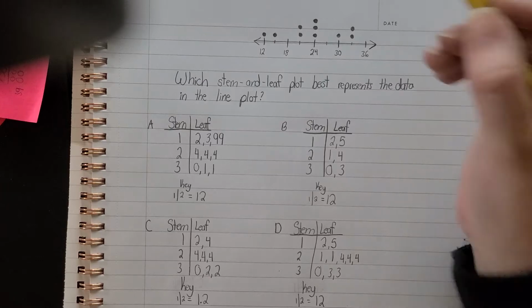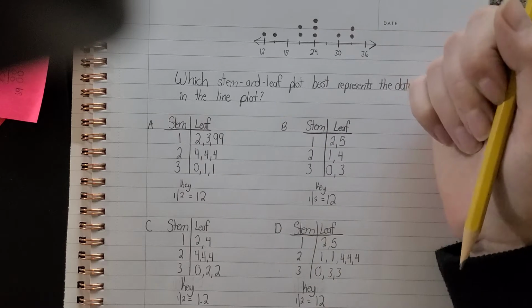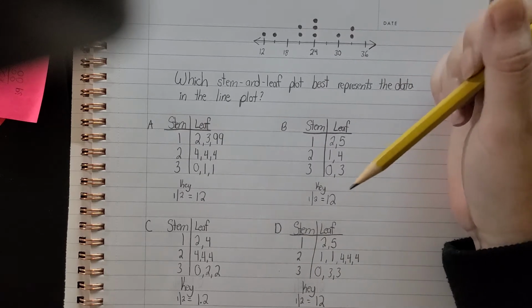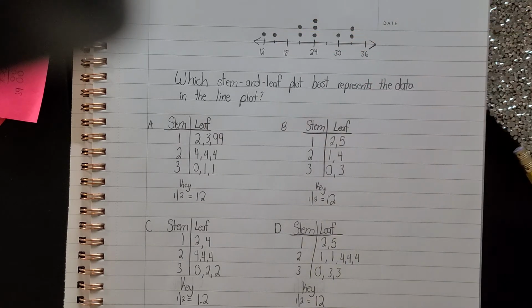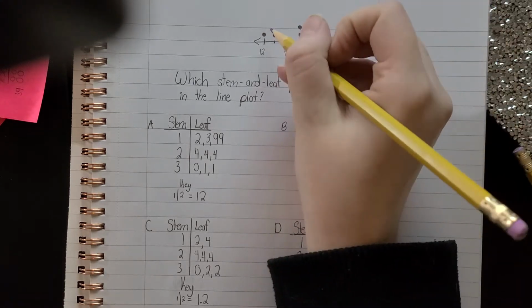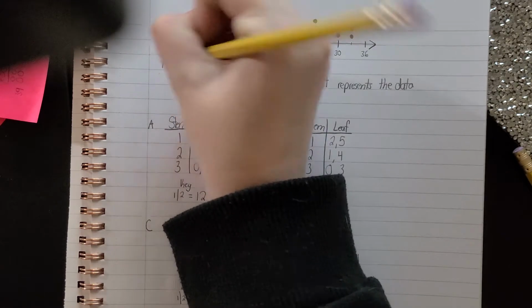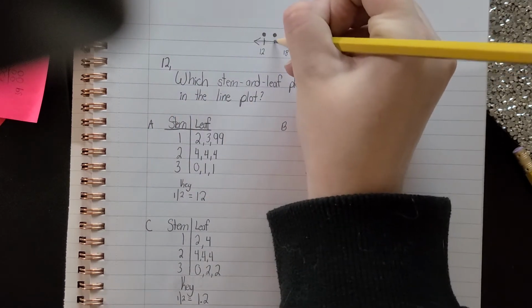All right. You were asked to match a dot plot to a stem and leaf plot, okay? Or calls it a line plot, dot plot, line plot, whatever. What you need to do is take all of the values from your dot plot and write them out. Okay, so I have 1 dot on 12. That means I have 1, 12.